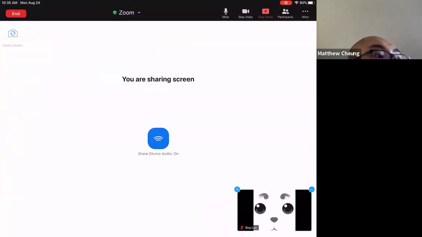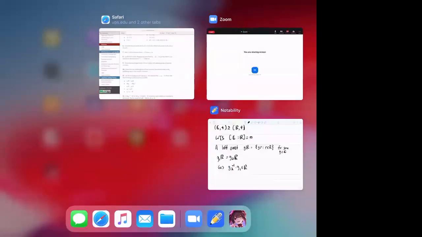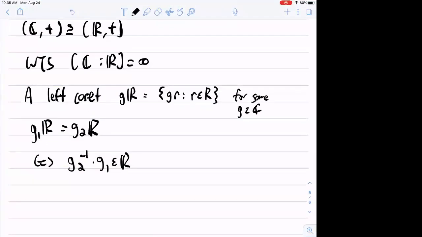Everyone follow so far? So far I just wrote the definition, what it means for two cosets to be equal. Okay, now what does this mean in our case? What's the operation here?